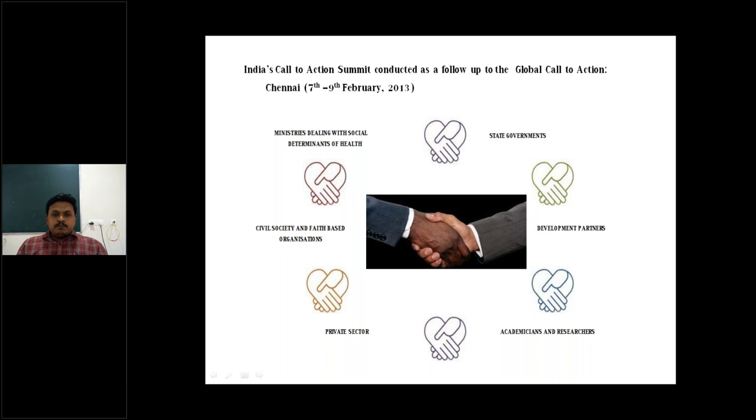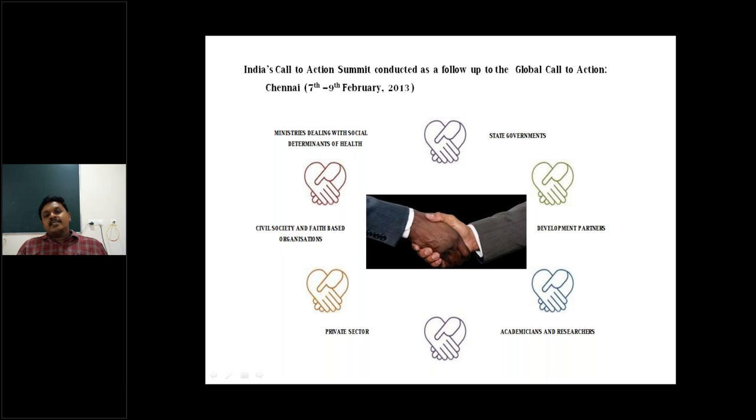So state governments, in partnership with the central funds, also have to take care of all these things. Ministries dealing with the social departments of health, then the state governments are also involved. Development partners, that means non-governmental organizations, NGOs, then academicians and researchers, they have to evaluate the program. They included even the private sector, then civil society and faith-based organizations. All these were grouped together and implemented this program.